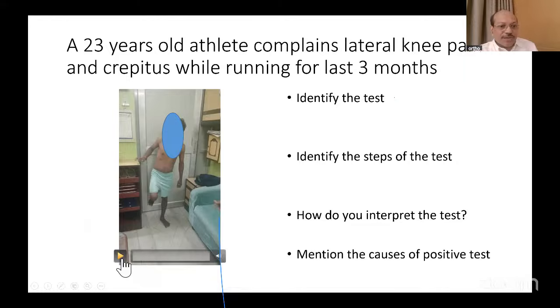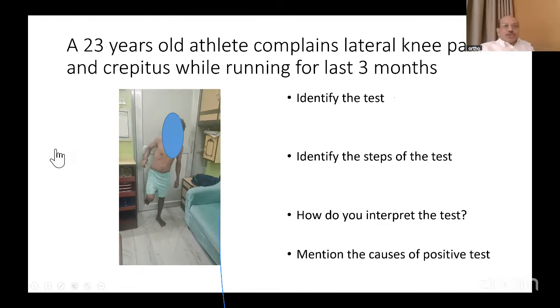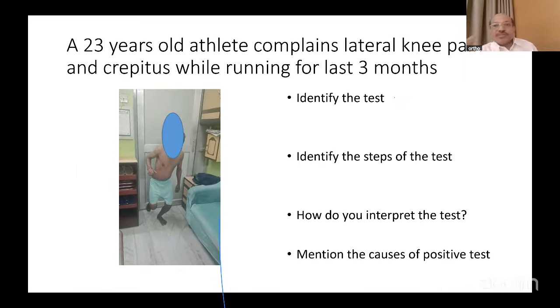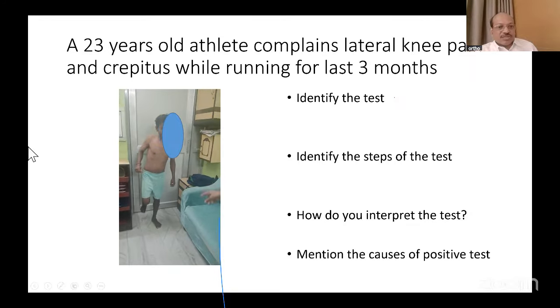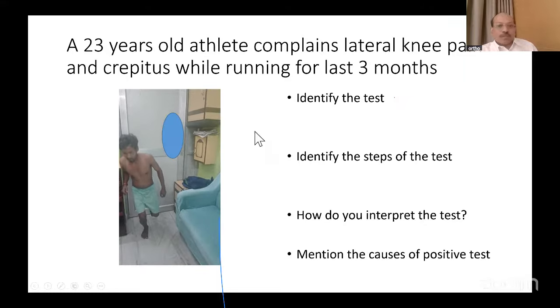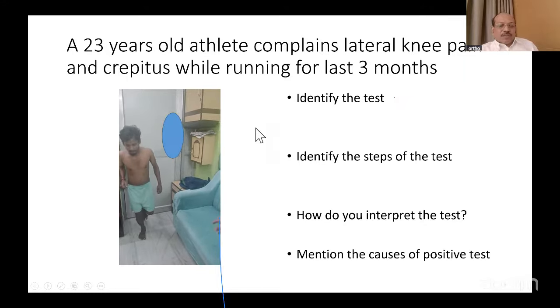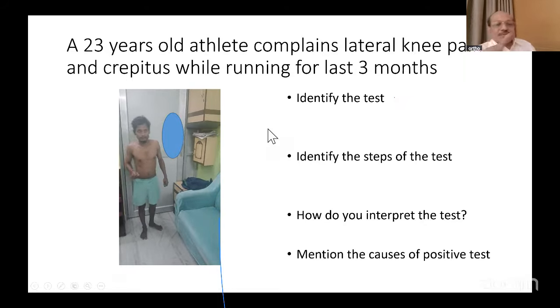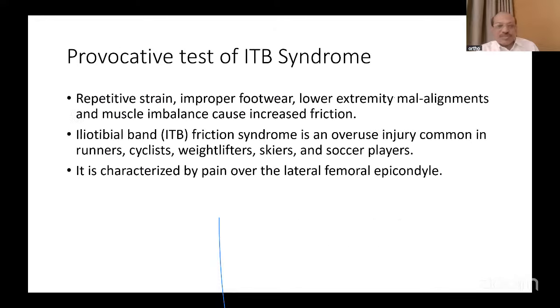Now see, this is another video. A 23-year-old athlete complains of lateral knee pain and crepitus while running for the last 3 months. So which test is done? See, it is done on both sides. Lateral knee pain, again, it looks like Noble's compression test, but it is a different test. It is known as the Renne test.